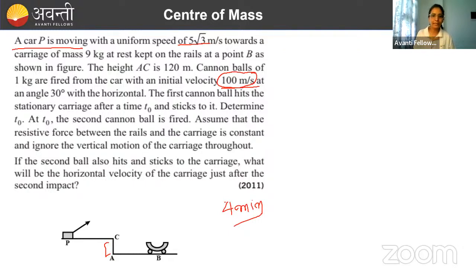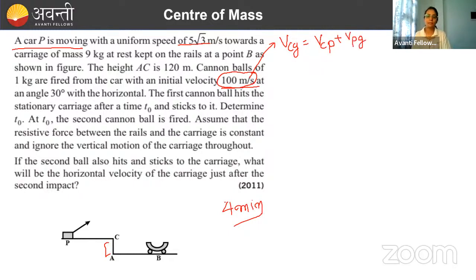Had it been given as 100 meter per second with respect to the car, then that would be the velocity with respect to the car. For the ground calculation, we would have calculated the velocity of the cannonball with respect to ground as the velocity of the cannon with respect to car P plus the velocity of P with respect to ground.